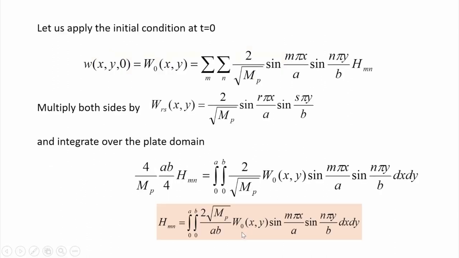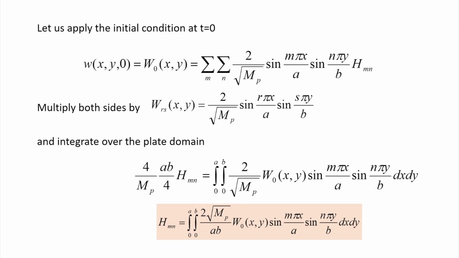To do this, we first apply the initial condition. Given at t equal to 0, the initial configuration of the plate is w naught(x,y) equal to double sum mn of 2 by root over mp sin(m pi x by a) sin(n pi y by b) H_mn. Multiply both sides by W_rs, that is another mode shape function, equal to 2 divided by root mp sin(r pi x by a) sin(s pi y by b), and integrate over the plate domain.